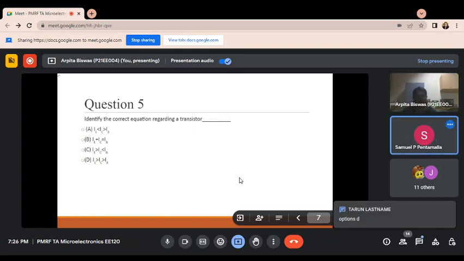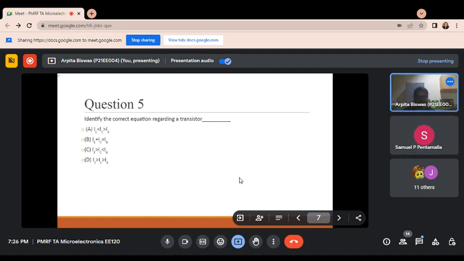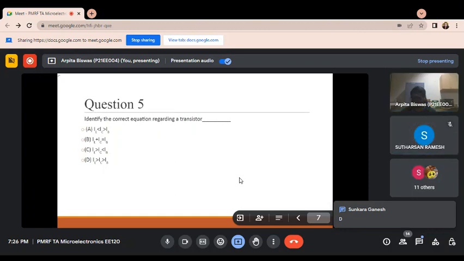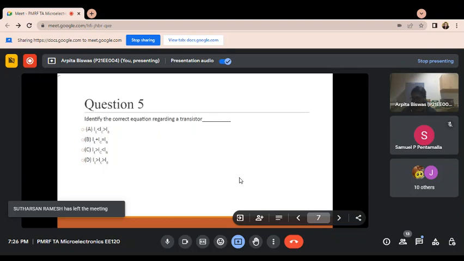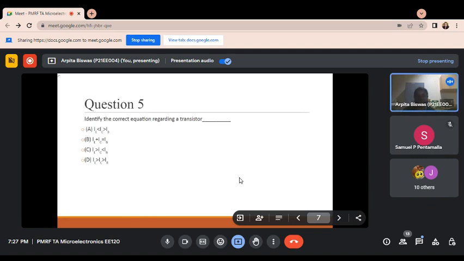But here this equation is not given. Option B is IE plus IC equal to IB. So is it right or wrong? Option D. Okay. Meghna, what is the right answer? Okay, Sukara. Ma'am, D, ma'am. Okay, so the right option is option D.